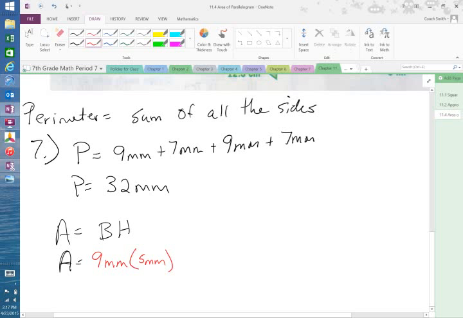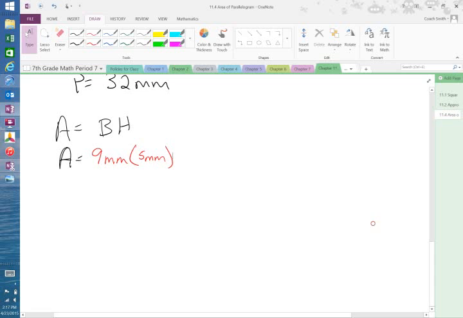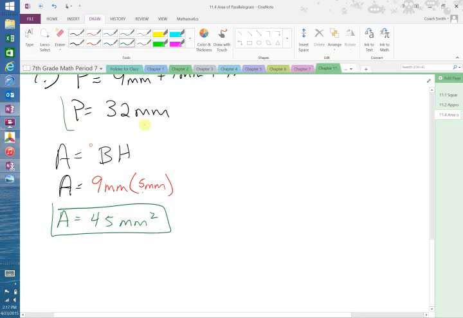All right, so we have 9 millimeters times 5 millimeters. Okay, so we multiply 9 times 5, which is 45 millimeters squared. Okay, and so your two answers: perimeter is equal to 32 millimeters, area is equal to 45 millimeters squared.